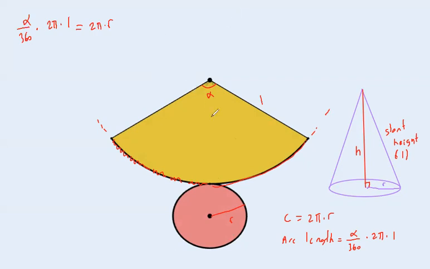But at the same time, our goal was to find the surface area of the cone, which means we want to find the area of this yellow region, which is a sector, plus the area of this circle. If you remember, the area of a circle is pi times radius squared, but the area of a sector is equal to the central angle divided by 360 times pi r squared. The reason we divide alpha by 360 is that alpha tells us what fractional portion of the 360 we want to find out.